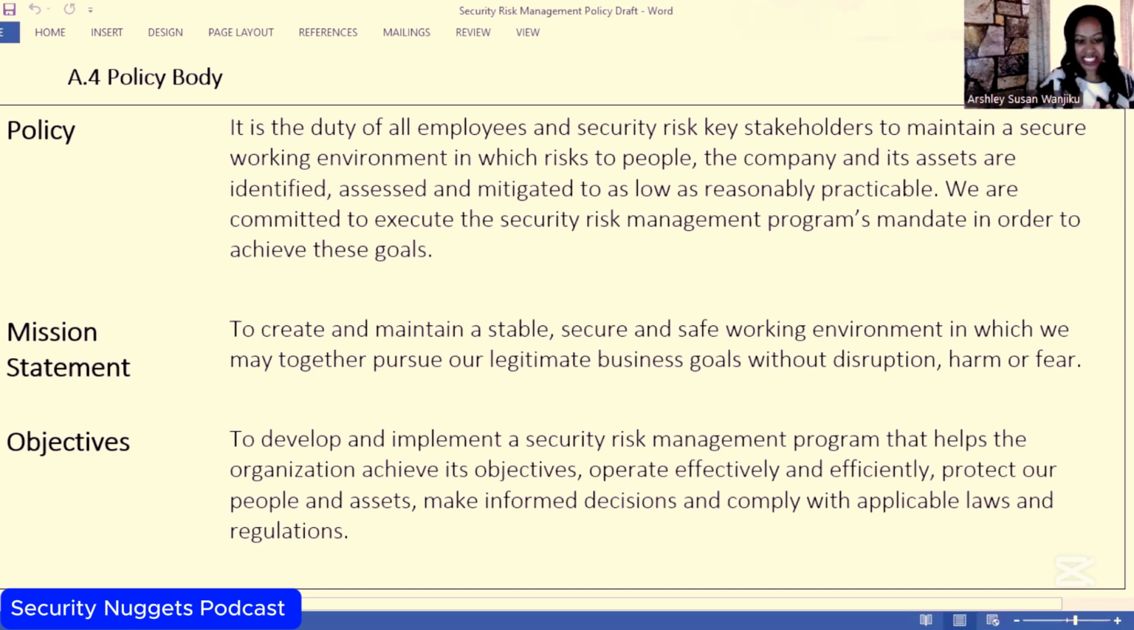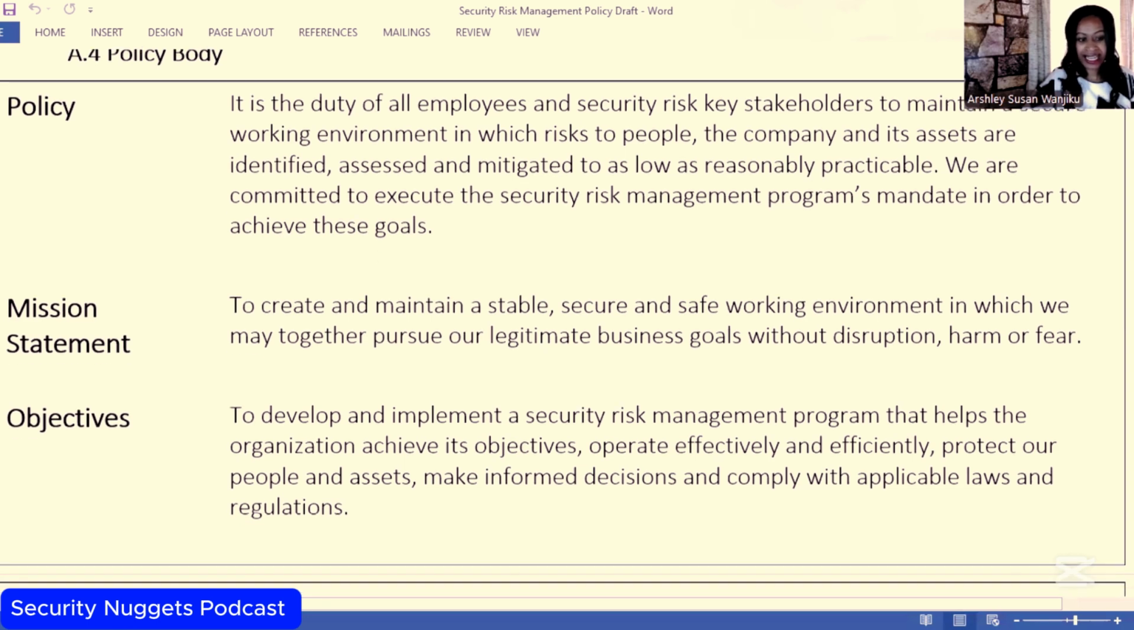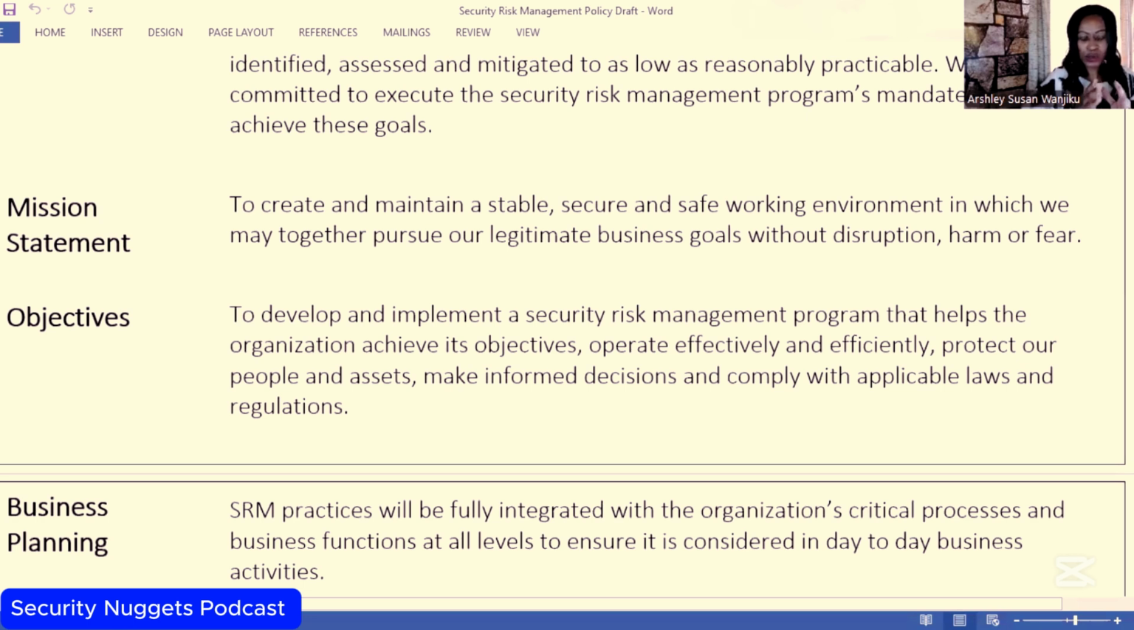Now, in objectives, we are basically highlighting again what we want to achieve from the program, okay? To develop and implement a security risk management program that helps the organization achieve its objectives, operate effectively and efficiently, protect our people and assets, make informed decisions, and comply with applicable laws and regulations, okay? That is the objective of the program, or what we are hoping to achieve from the program.